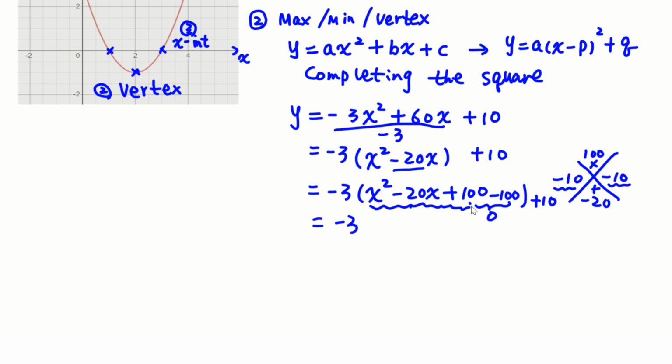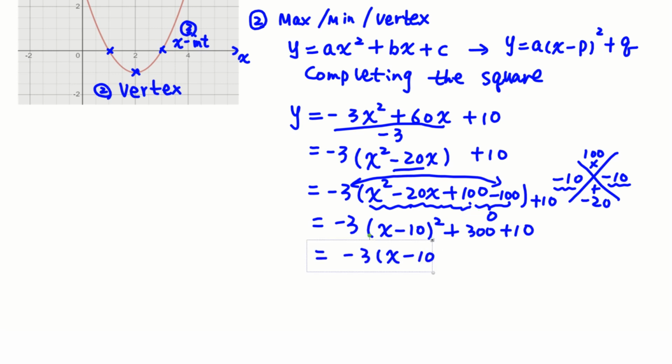The first three terms are a simple trinomial. The two numbers that add to negative 20 and multiply to 100 are negative 10 and negative 10, which gives you a square. Then negative 3 times negative 100 gives you plus 300, then plus 10. Then collect the like terms. For the constant term, it will give you 310. So this method is just adding half b squared, then minus half b squared.